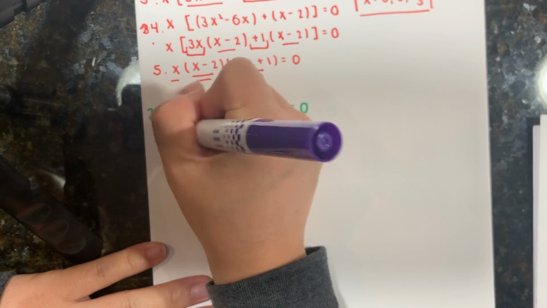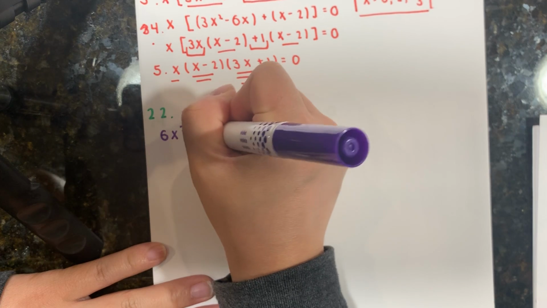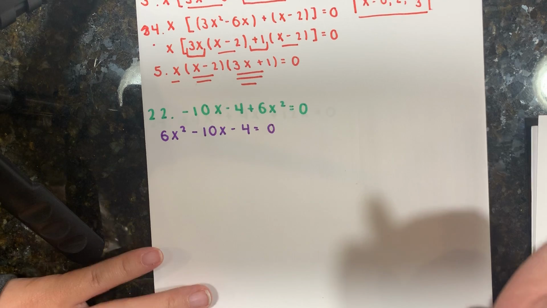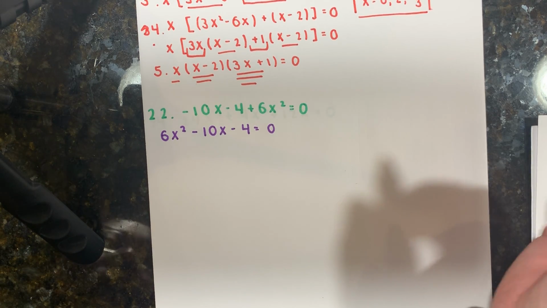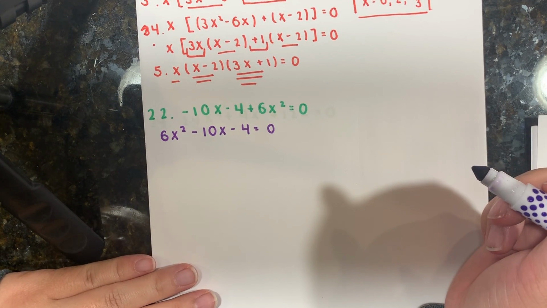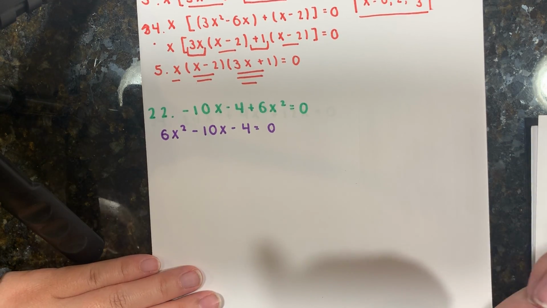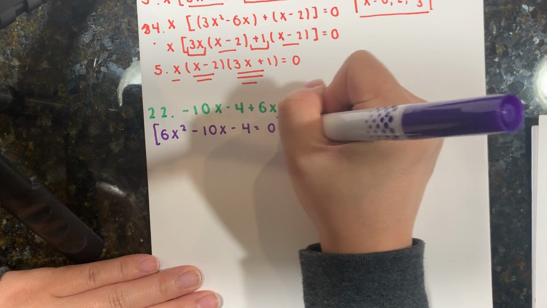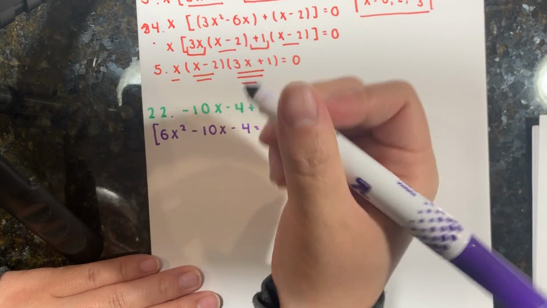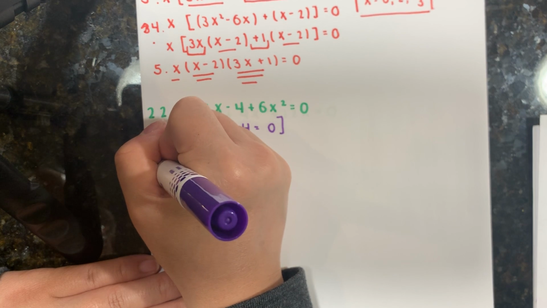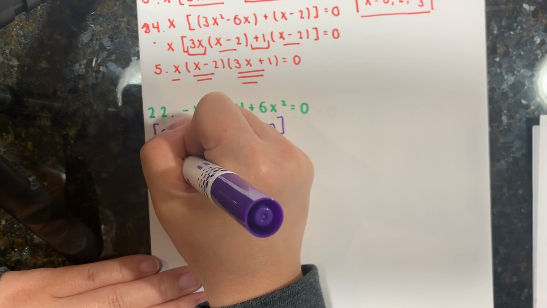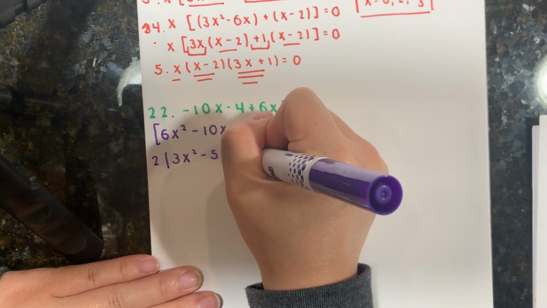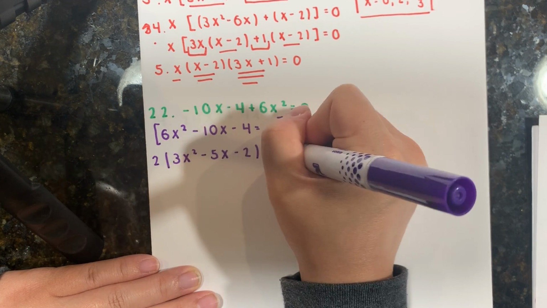Now moving on to number 22, the first thing that I'm going to do is write this in descending order. 6x squared minus 10x minus 4 equals 0. What you should be able to recognize is that you could factor out a whole number out of all three of these terms, and that whole number would be 2. So I'm going to factor out a 2. So this would become 2, and then 3x squared minus 5x minus 2 equals 0.